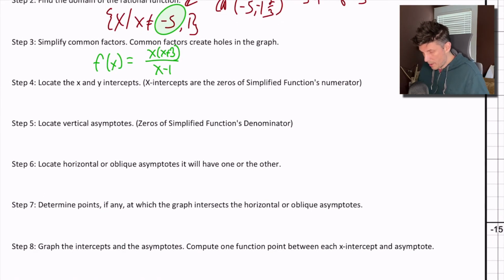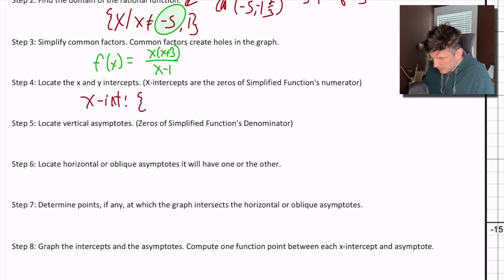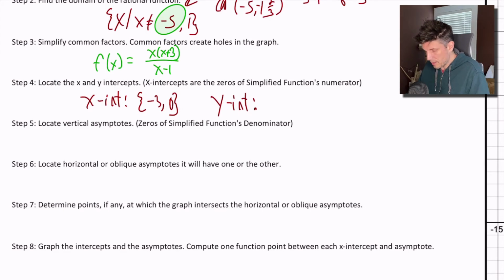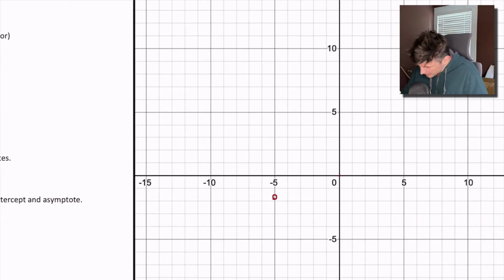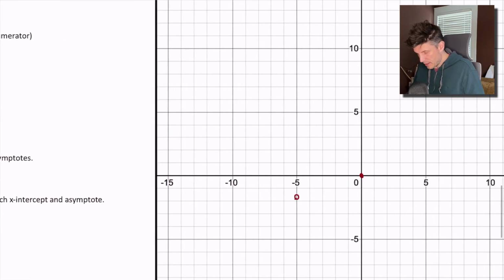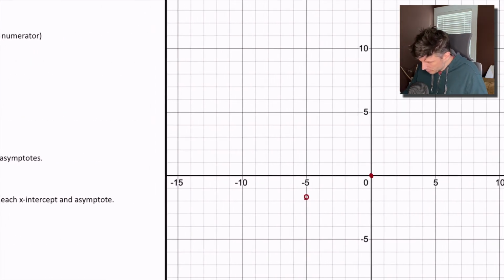Okay. X-intercepts, that's where the numerator is going to be equal to 0. So we have x-intercepts at, and I'm just going to list them, negative 3 and 0 as a set, because now there's more than one, so why write them as coordinates? And the y-intercept is whenever x is equal to 0. So it's the origin. Yay. Okay, so let's put that y-intercept and an x-intercept right in their place, 0. And the other x-intercept is at negative 3. 1, 2, 3.